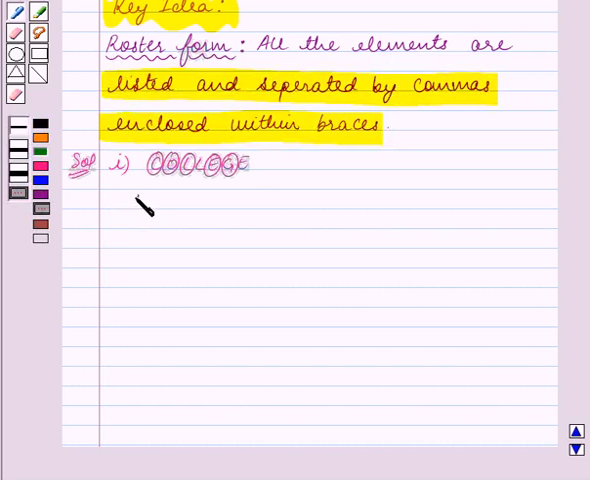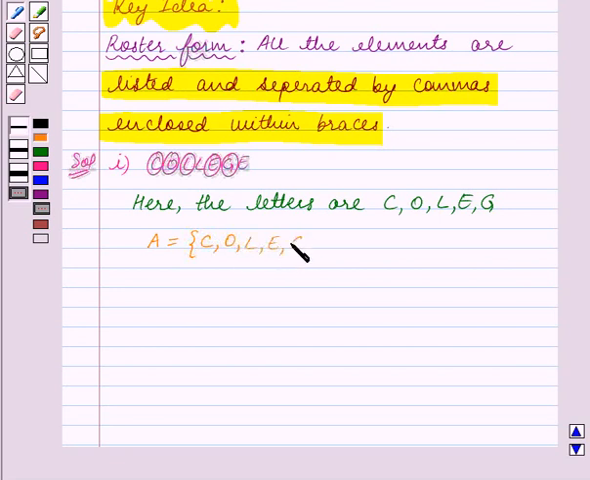Now, here, the letters are C, O, L, E, G. So, the given set in roster form can be written as set A is equal to the set containing the elements C, O, L, E, G. We have listed all the elements within braces, separated by commas. So this is our answer for part 1.